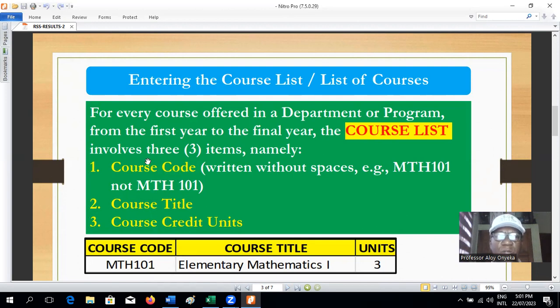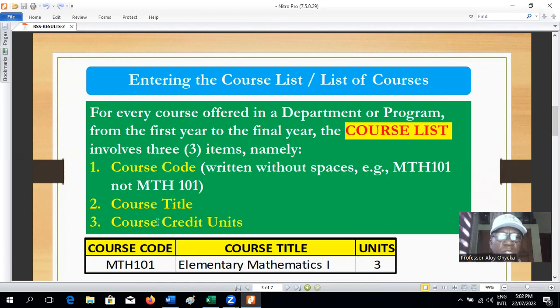Please, whenever you are writing the course codes in RSS, there should not be spaces between the alphabet and the numerals. For instance, if you are to type Maths 101, that's MTH101. You can see there's no space between MTH and 101. That's the way it should be. It shouldn't be this way: MTH space 101. No, that is wrong. So there shouldn't be any space whenever you are typing the course code.